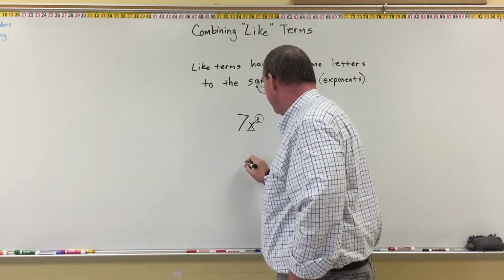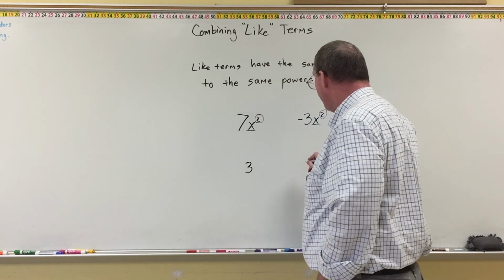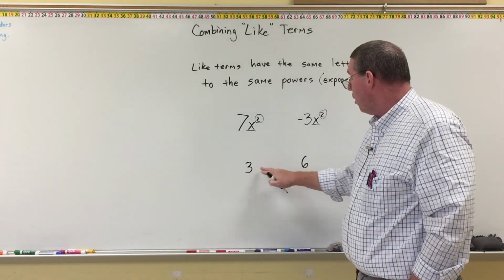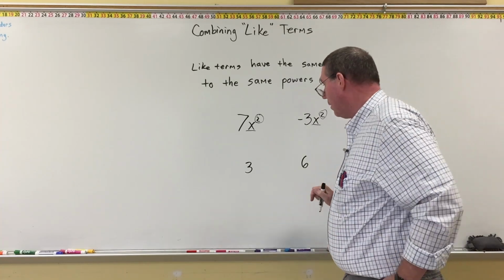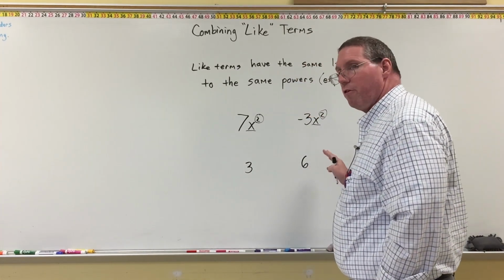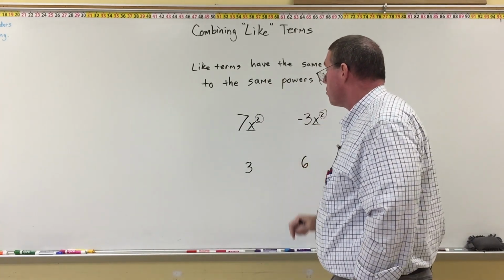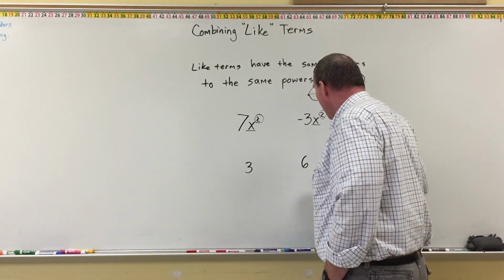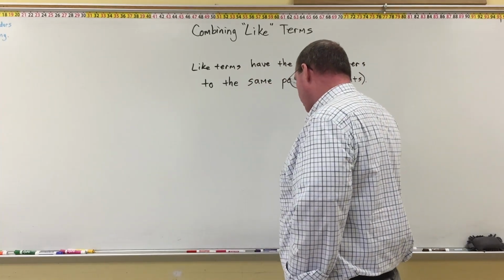Okay? All constant terms are like terms. So if we have the constant term 3 and the constant term 6, because neither one of them has a letter to any power, although that's debatable, since we don't see a variable to any power, that means that they have the same letters to the same powers, so these two terms are like terms. Okay? I'll give you one more example because you could face something like this that's a little confusing.